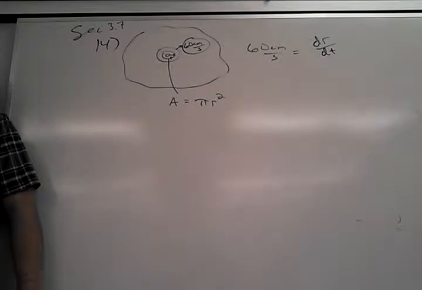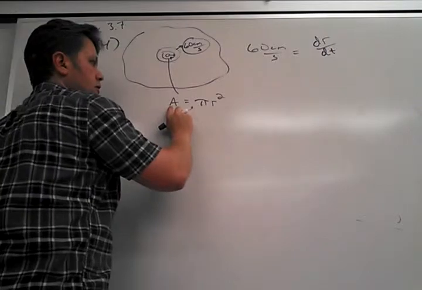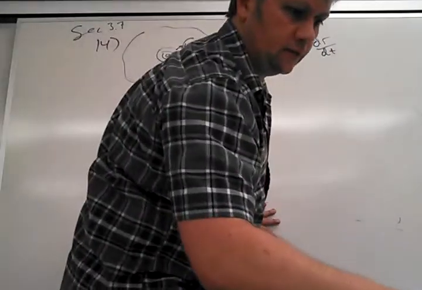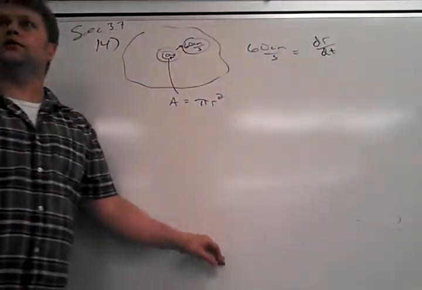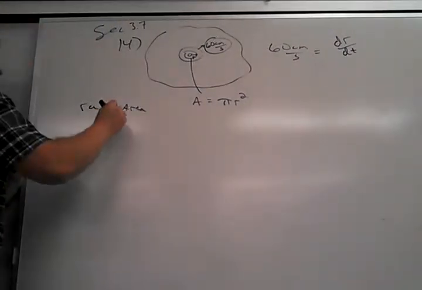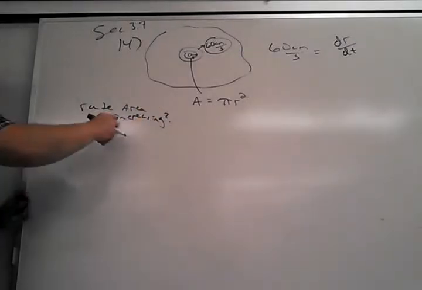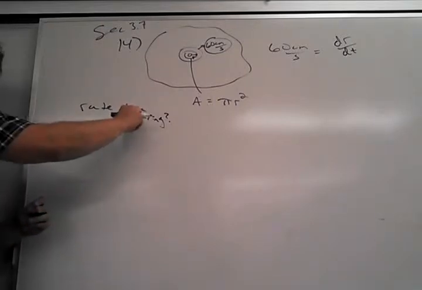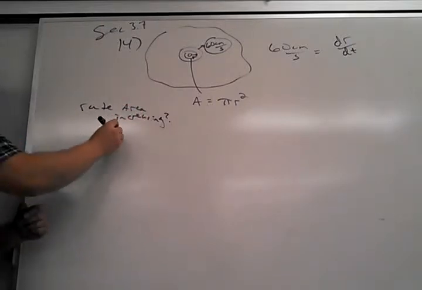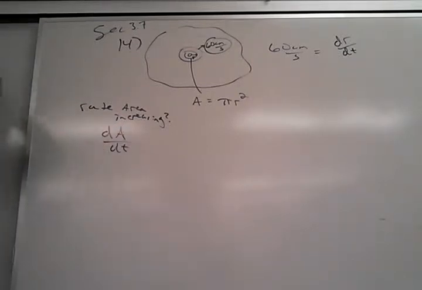I like it. So this is where things get a little interesting. And I didn't realize that they had a problem like this. This is actually more like section 3.9. So I didn't pick out the best problem. What are they asking me? What's the actual question related to? Find the rate at which the area is increasing. So what are the symbols for that question? The rate at which the area is increasing: dA, the change in area, dt, with respect to time. You with me?